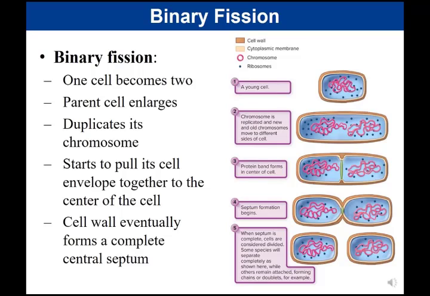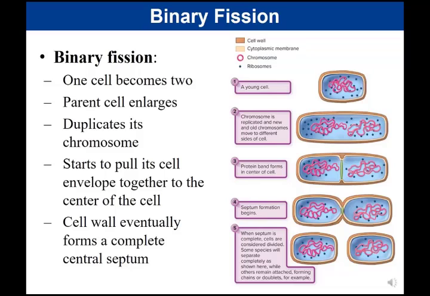So if we look at binary fission, in binary fission, one cell divides and becomes two. And so what's going to happen is you have a young cell, and this young cell is actively dividing. And the first thing that's going to happen is that the chromosome is going to be replicated. Now, most prokaryotic cells have one circular chromosome. And so the bacteria is going to replicate that chromosome into two pieces. And those two parts are going to move to opposite sides of the cell. The parental cell is going to elongate. It's going to get bigger.